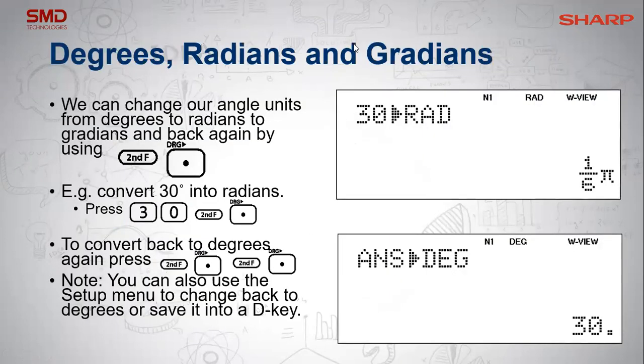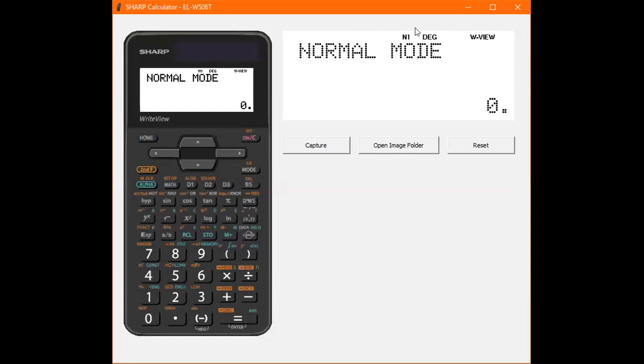Then, of course, you're also able to convert between your degrees and radians. I'm going to go back home now. And you can see in the top of your screen is degrees. So if you want to convert from 30 degrees into radians, then all you would have to do is press second function and your decimal point, and it will give you radians.